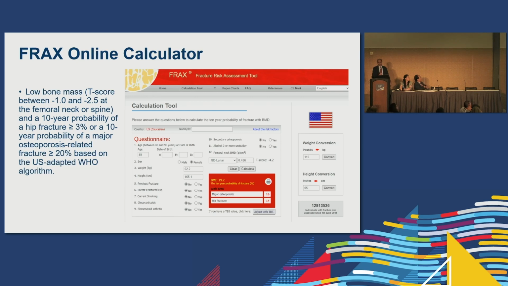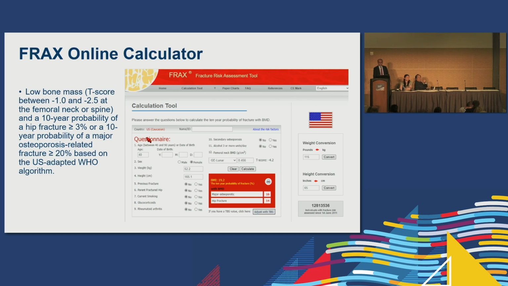Now, Dr. Williams touched upon the FRAX online calculator. This is not only used to calculate risk, but also to determine treatment. Now, let me point out that Dr. Tangpricha asked about secondary osteoporosis. Now, let's work this FRAX online. If you haven't used this, you can Google FRAX. Just click on the FRAX. It's free to use. You can use this tool.